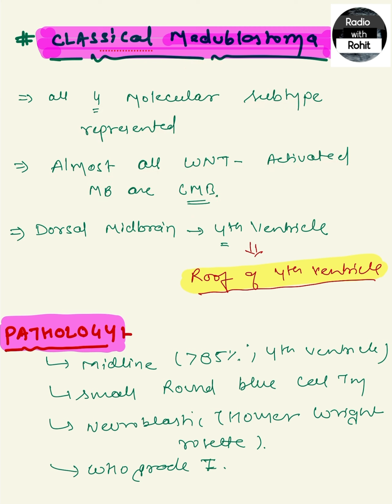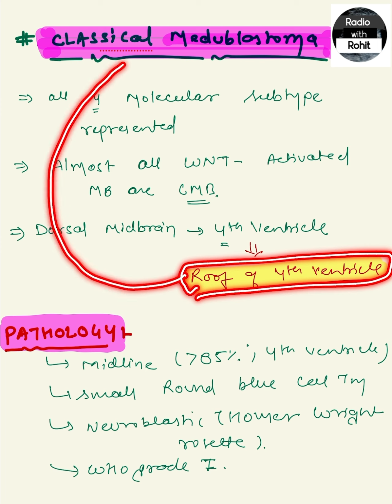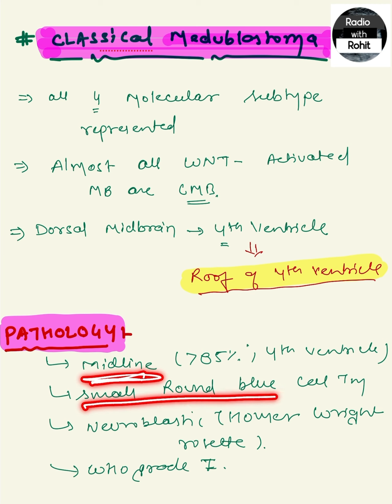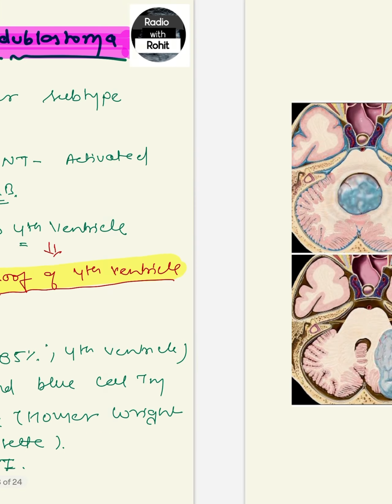The most common location of classical medulloblastoma is the dorsal midbrain, more precisely the fourth ventricle, and more precisely the roof of the fourth ventricle. So we can see classical medulloblastoma arising from the roof of the fourth ventricle. On pathology, 95% are midline. They have small round blue cells like we just saw, neuroblastic Homer Wright rosettes, and are WHO grade 4.